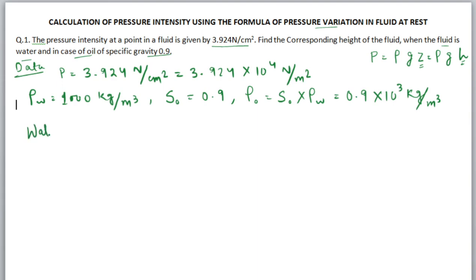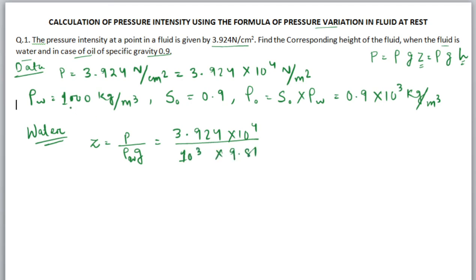So the first case is water. In case of water, you need to calculate the Z. So your Z, that is the height of the fluid, is equal to P by rho g. In this case, rho is rho for water. It is equal to 3.924 into 10 to the power 4, divided by rho w, that is the density of water, 10 to the power 3, then g is 9.81. This one is 10 to the power 4, this is 1000. Then calculate the value.